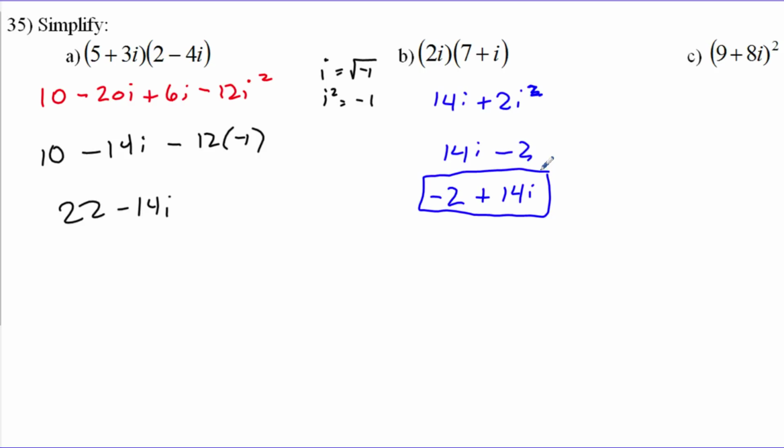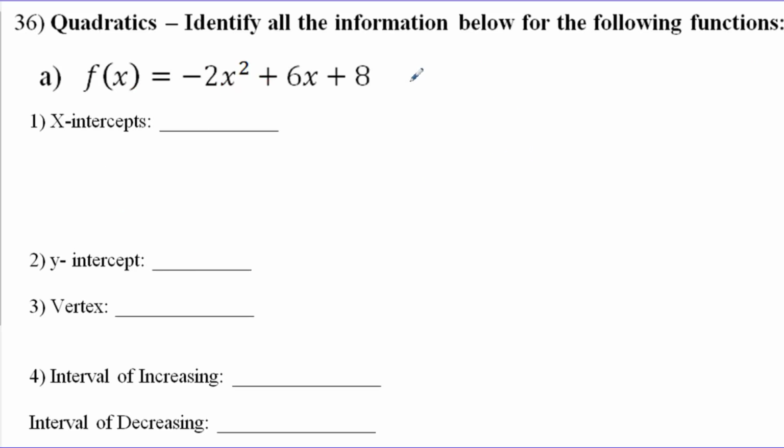And letter C I'm not going to do because it's the same thing as letter A, but I'm just going to remind you that squaring 9 plus 8i really means the same thing as 9 plus 8i times itself, 9 plus 8i. So be careful that you don't just square the parts of that one, that you FOIL everything out. Problem 36 is asking us to do a lot of things, so let's take them step by step.